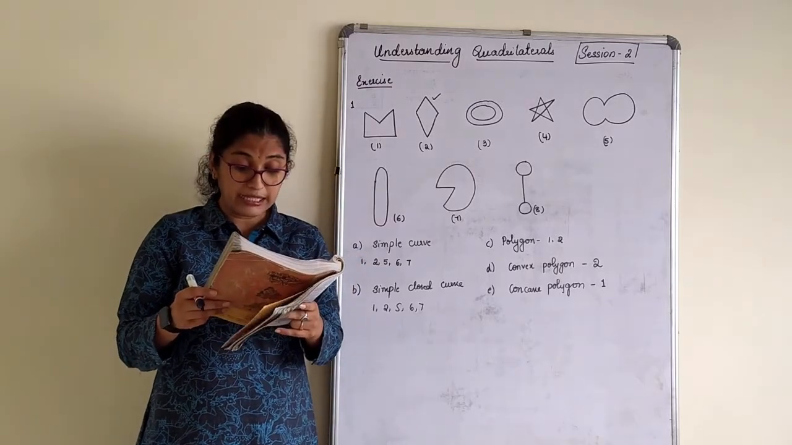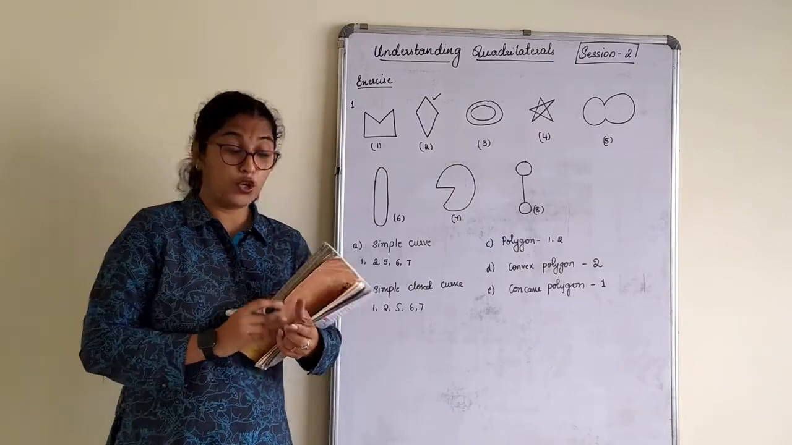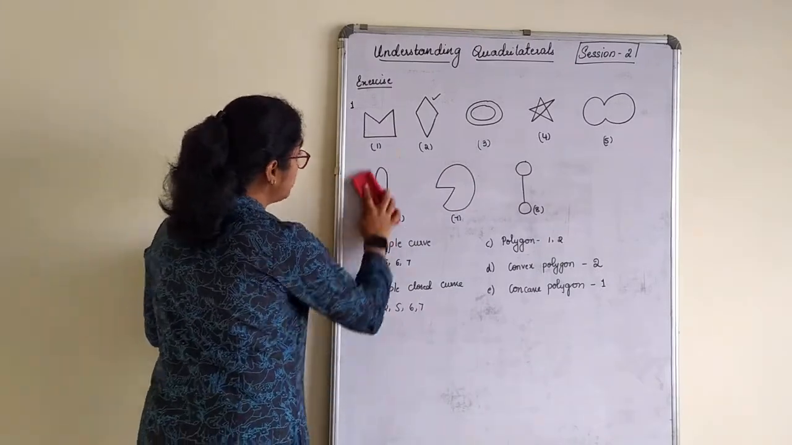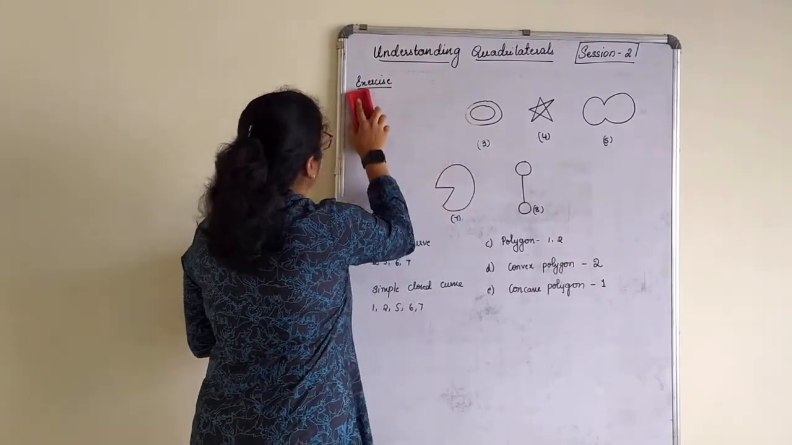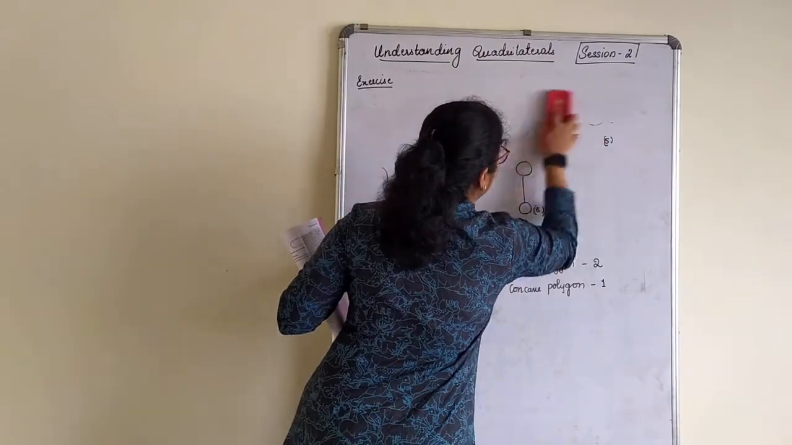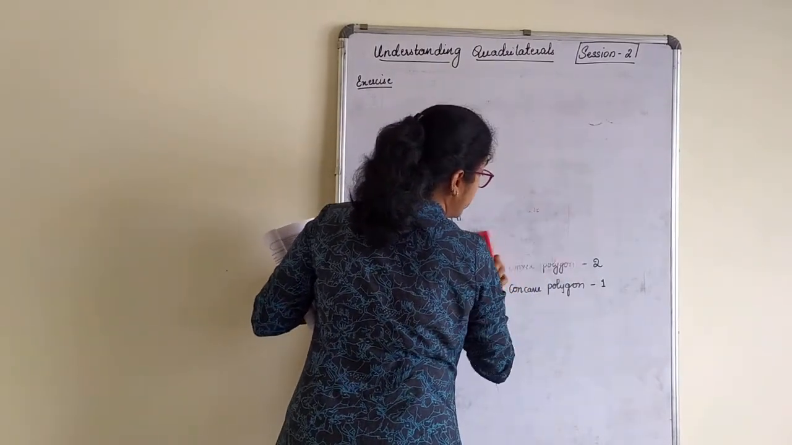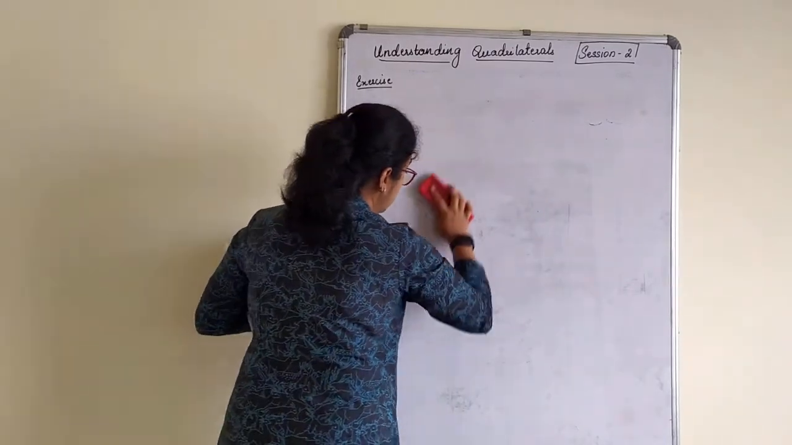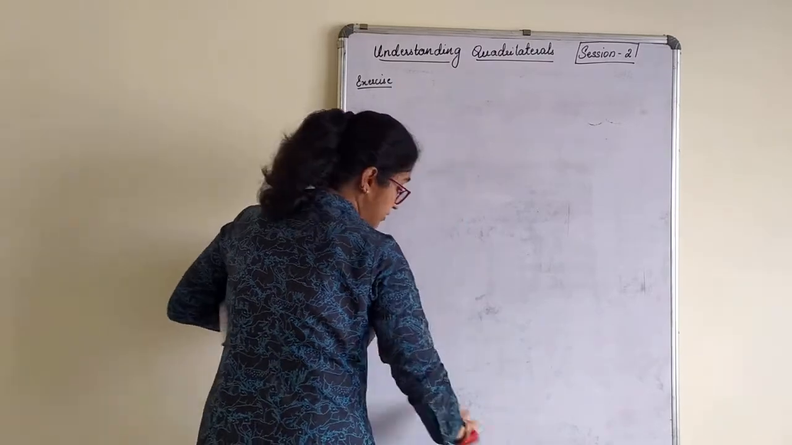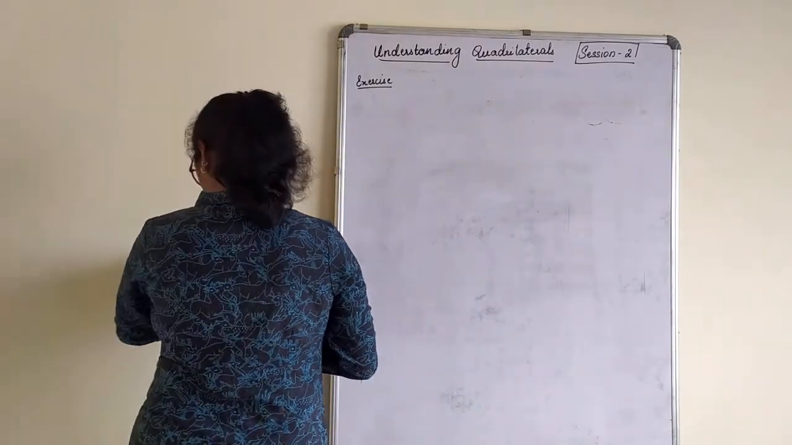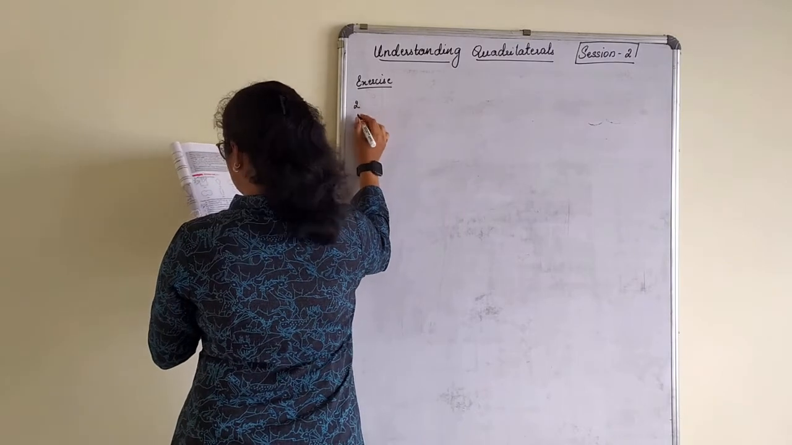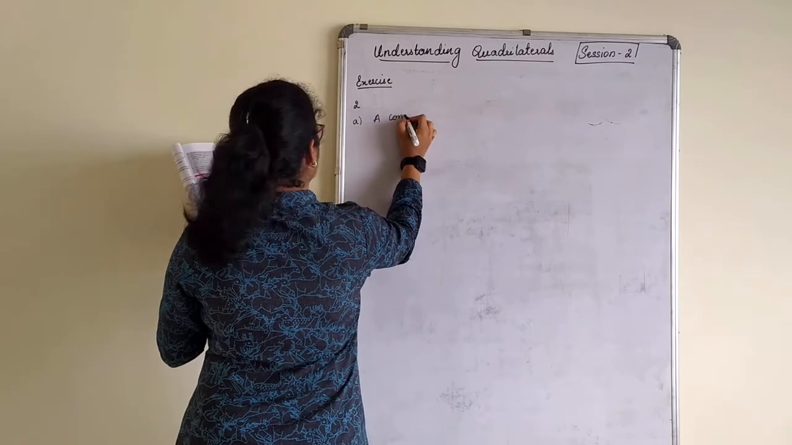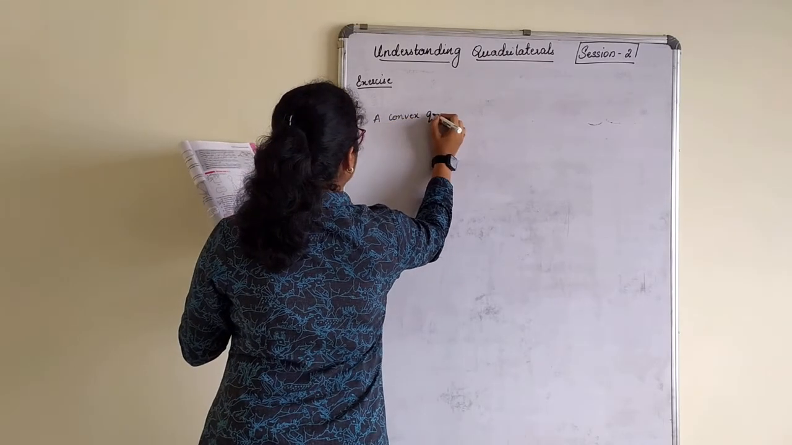Next one: how many diagonals does each of the following have? Since it is a quadrilateral, it is easy for us to say this orally, because we know that a quadrilateral can have only two diagonals. But when it comes to other polygons, how are we supposed to find it? So there is a formula. First we copy the question. Second main. First one is a convex quadrilateral.